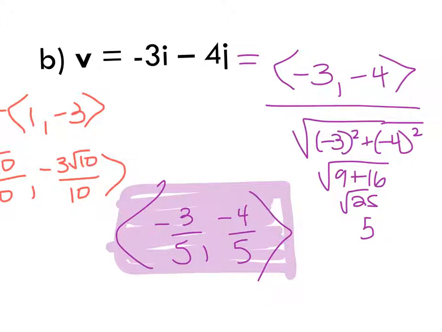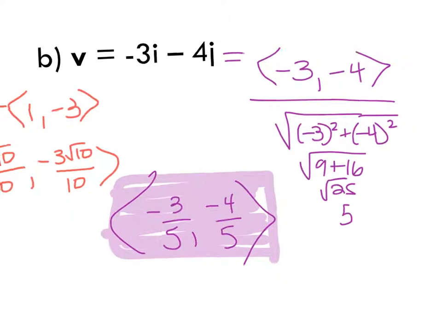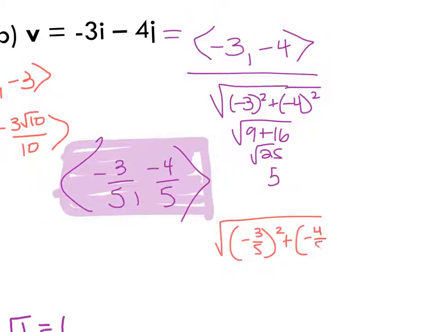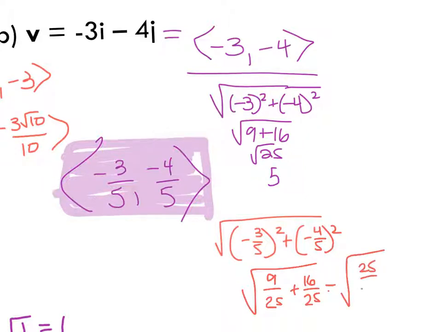And then again, if I wanted to check, I would say the square root of negative 3/5 squared plus negative 4/5 squared, and I'd get the square root of 9/25 plus 16/25, 25 over 25, which is 1. Square root of 1 is 1.